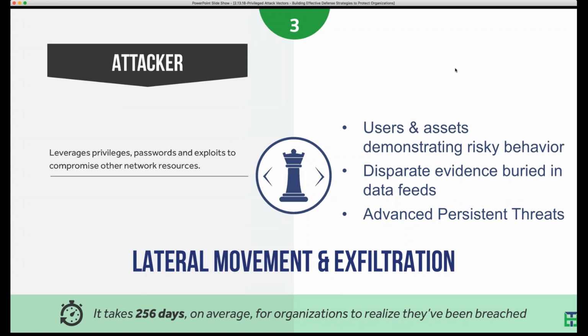The lateral movement aspect is key. In a typical network, there's no reason for two workstations to be talking to each other. There's really not. If they're on the same subnet, why do two Windows 10 machines need to talk to each other? Servers, they may need to.